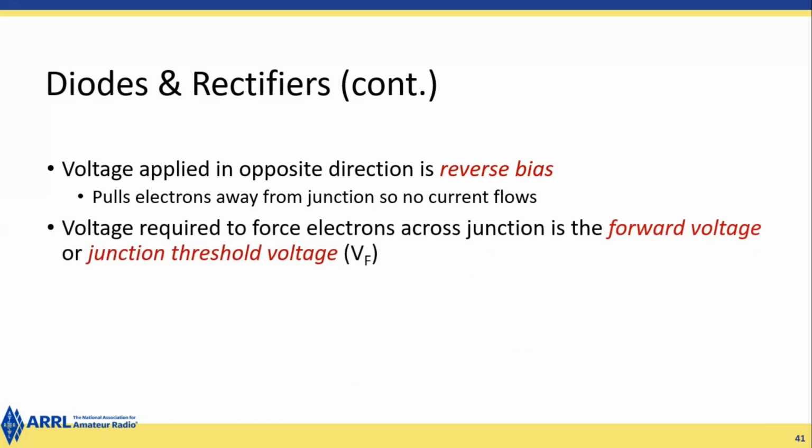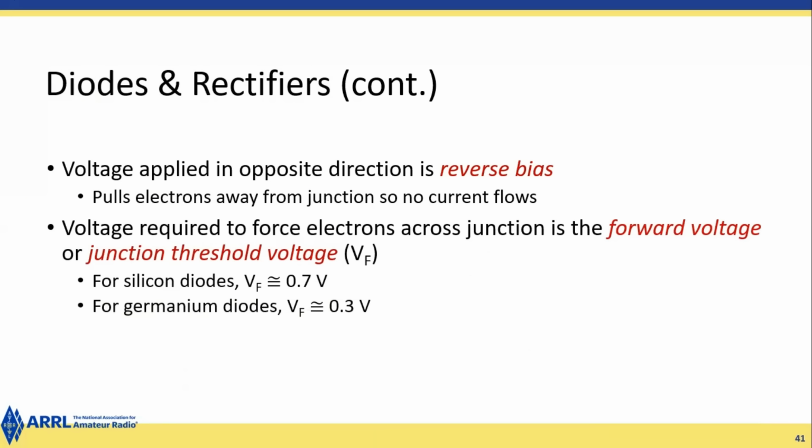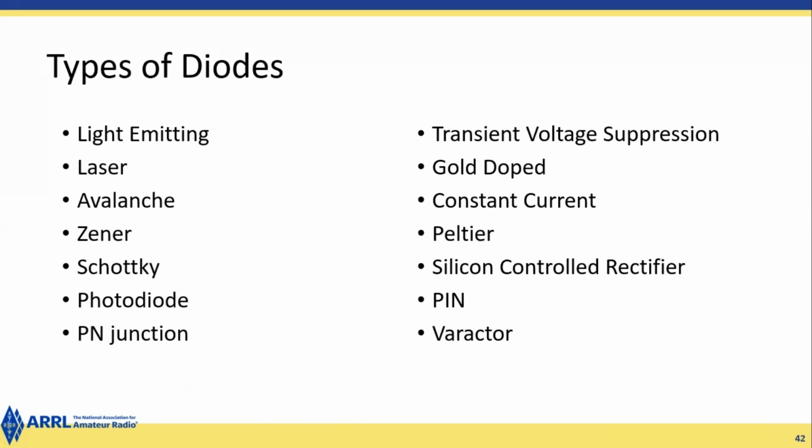Voltage required to force electrons through the junction is called forward voltage or junction threshold voltage. For silicon diodes, the forward voltage is 0.7 volts. For germanium diodes, it's 0.3 volts.